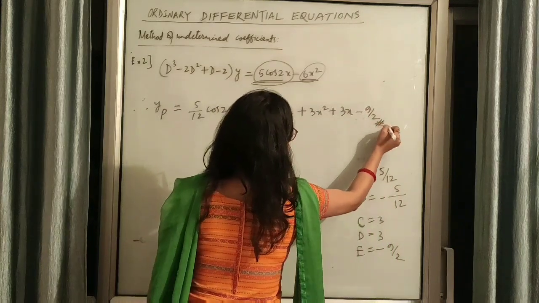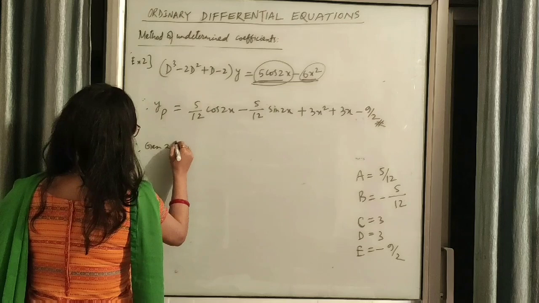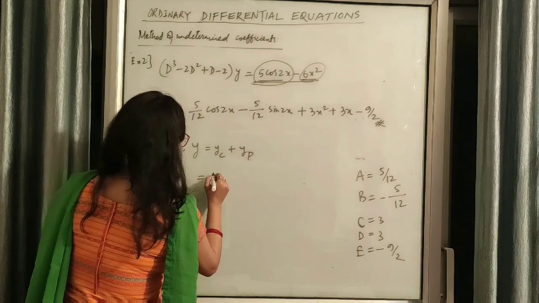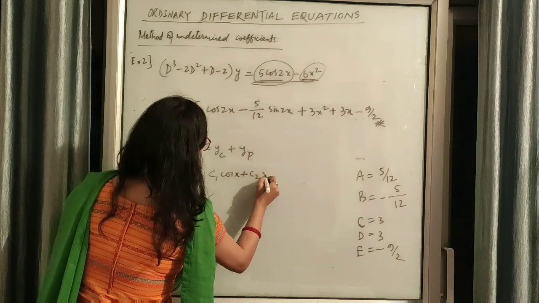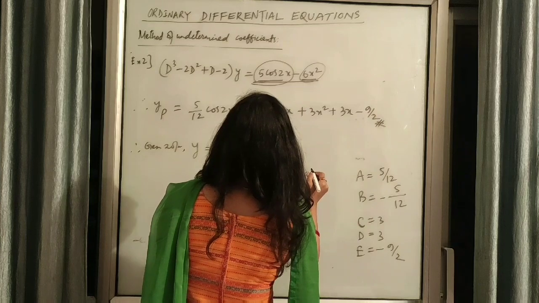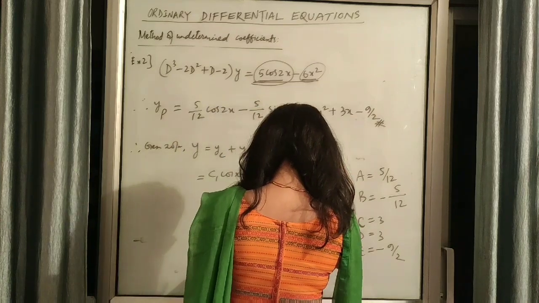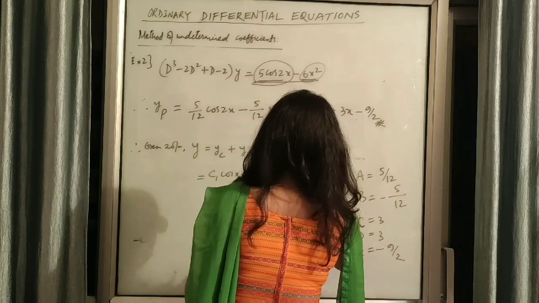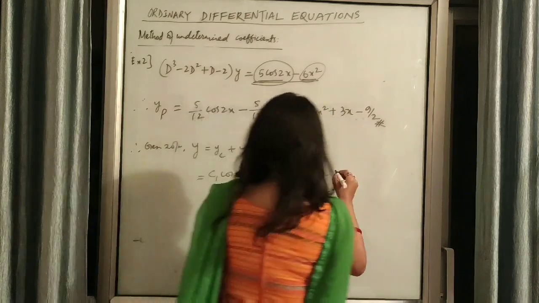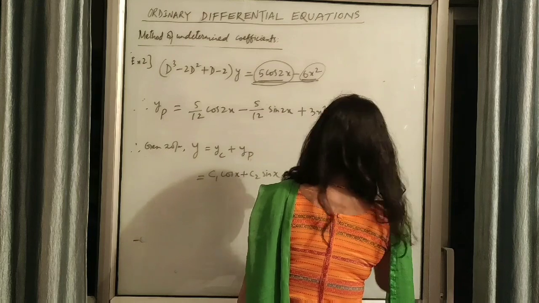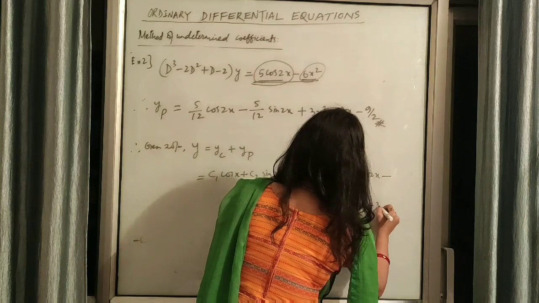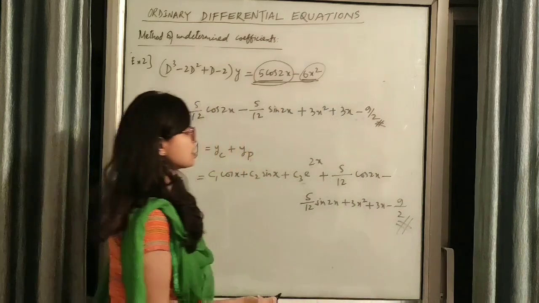This is the yp. Hence the general solution to the given differential equation is y is equal to yc plus yp, as yc is equal to c1 cos x plus c2 sin x plus c3 e to the power 2x plus the yp part, 5 by 12 cos 2x minus 5 by 12 sin 2x plus 3x squared plus 3x minus 9 by 2. Hence the solution to the differential equation.